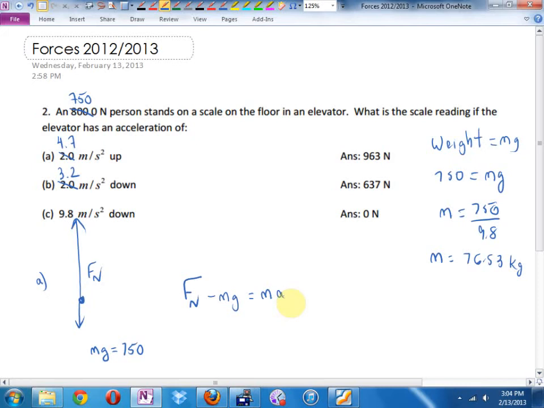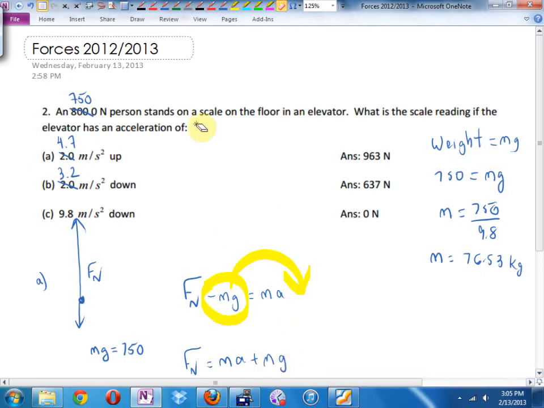Kelly, how would I get the normal force by itself? Convince me with authority. Say it with authority now. Add. Why? What are you trying to move over? That thing. And so I will add that to that side. That gets the normal force by itself. And I'll end up with the normal force equaling ma plus mg.